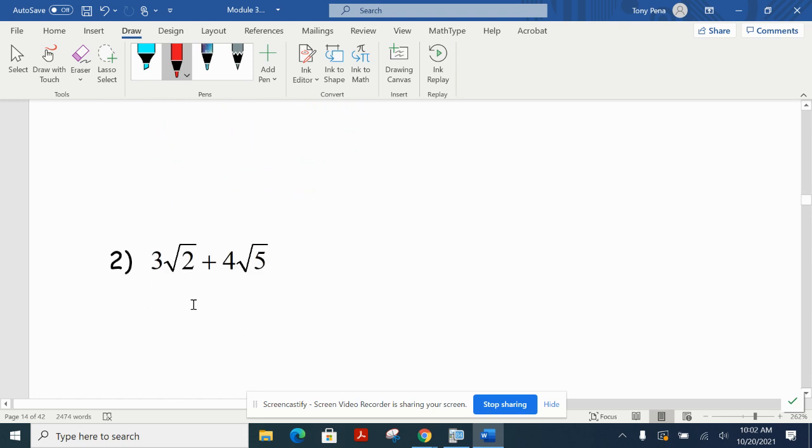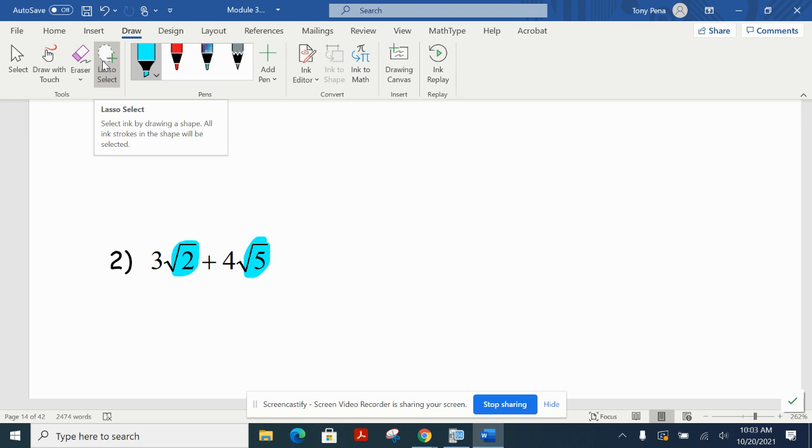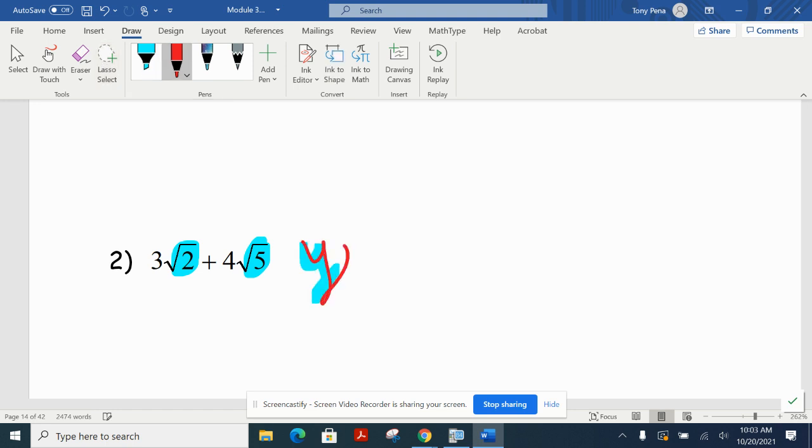Is this guy fully simplified? Meaning, can we simplify a root 2 any further? Does it break down at all? No. Does the square root of 5 simplify any further? No. Are they like terms that we can add together? No. So that's it. There's nothing we can do with this. So your answer here would be just yes, that is a fully simplified answer.